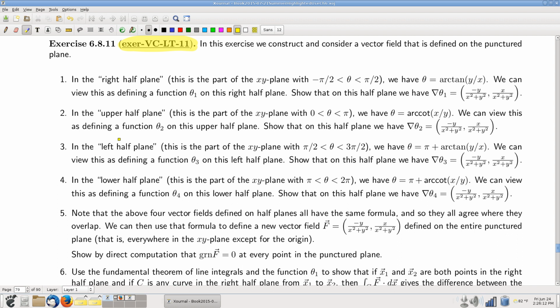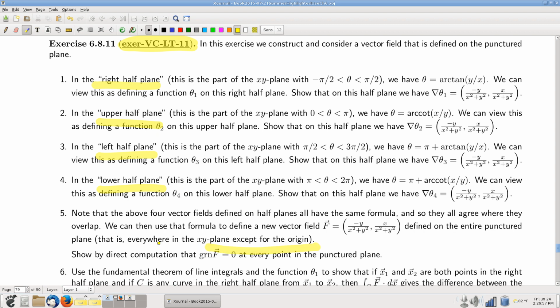Okay, ditto. So these all have the same formula, and so they agree on the overlap. Do you see what I mean by they agree on the overlap? All right, so in fact, altogether I have a new vector field that is that formula, defined on all of these half planes. But those don't cover everywhere. They cover everything except for the origin.